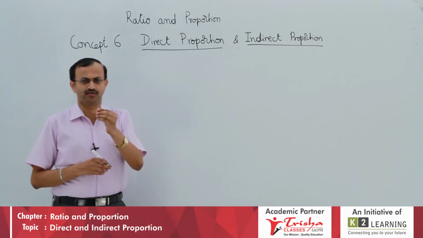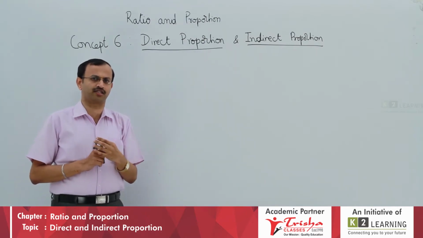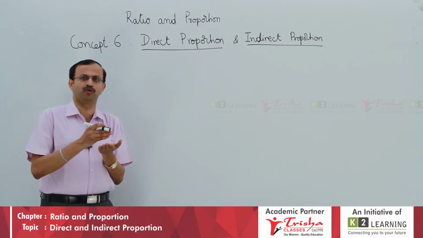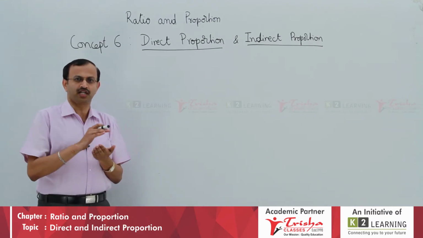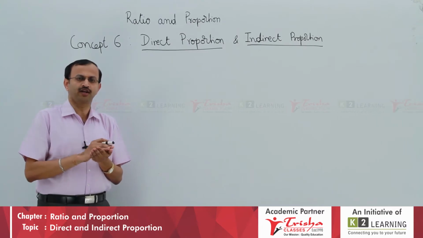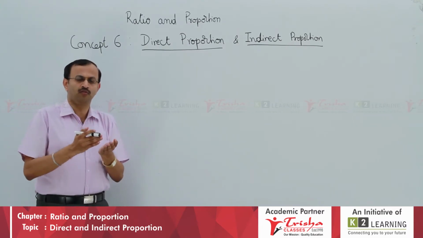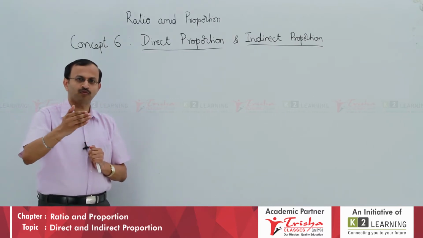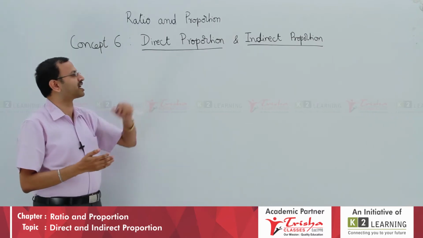I will take 2-3 examples so that you will understand. Example: if you purchase 10 books, you pay 500 rupees. 10 books will cost 500, 15 books will cost how much? The more books you are purchasing, the more money you have to pay. So, more books, more money, so it is direct proportion.